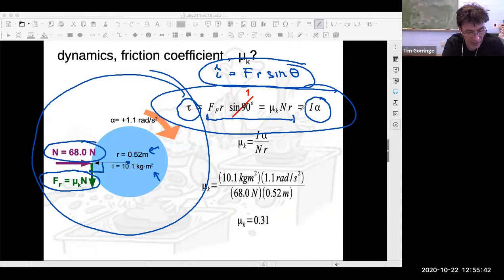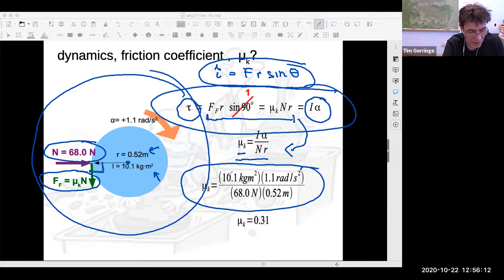So I can actually take this equation over here and rearrange it for the unknown coefficient of friction in terms of the normal force that we applied, the angular acceleration that we observed, and these quantities R and I that describe the potter's wheel, the radius of the wheel and the moment of inertia of the wheel. And then it's just, I mean, this is now straightforward. I just plug in the numbers.